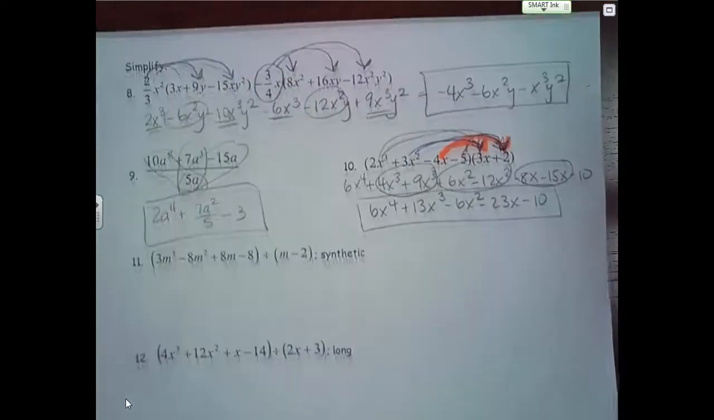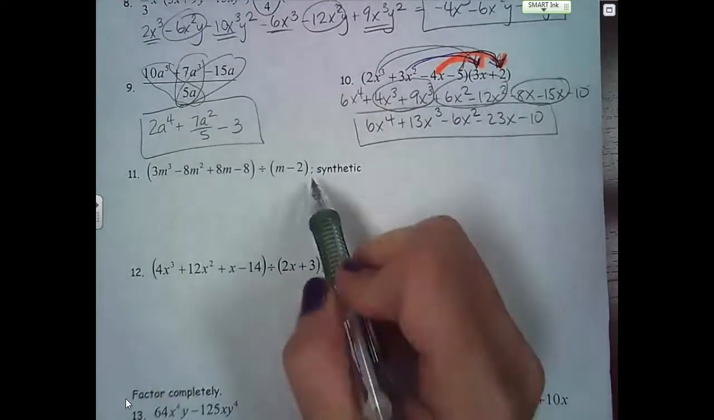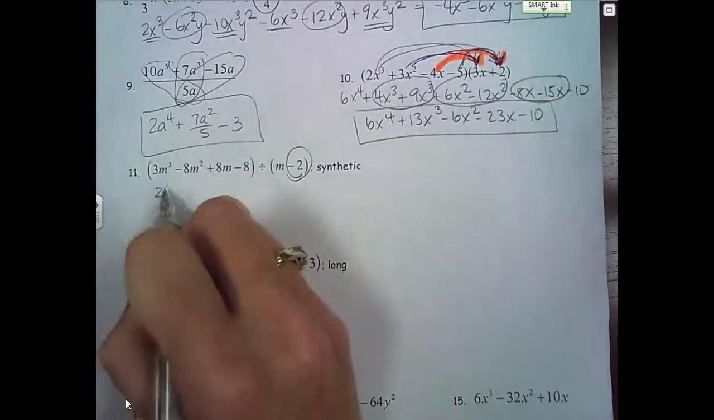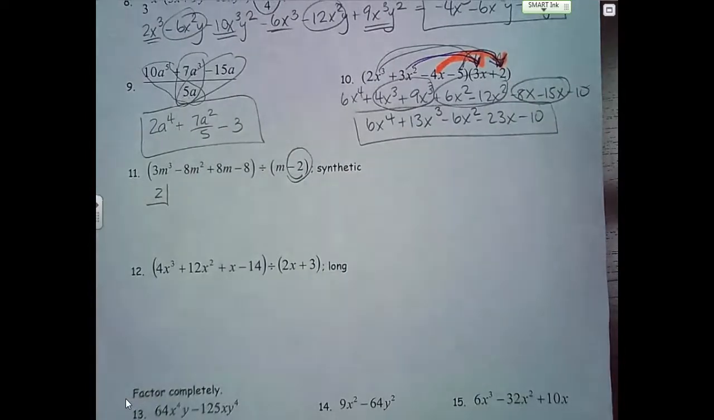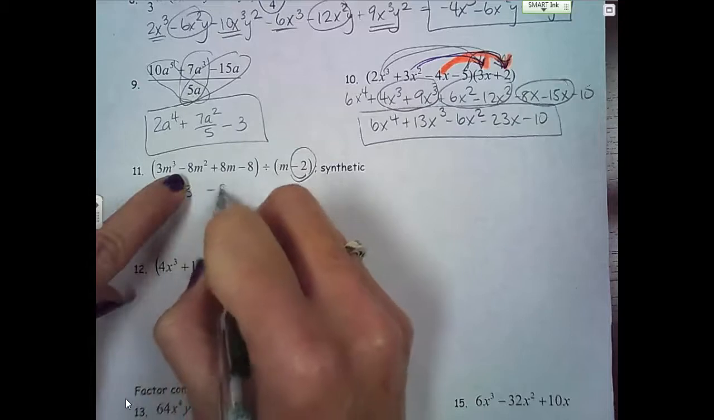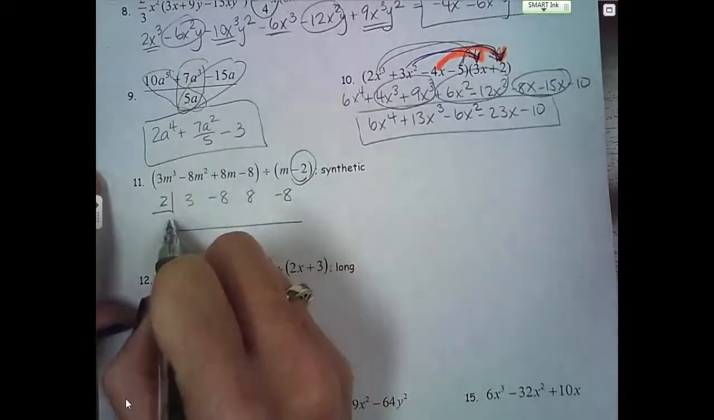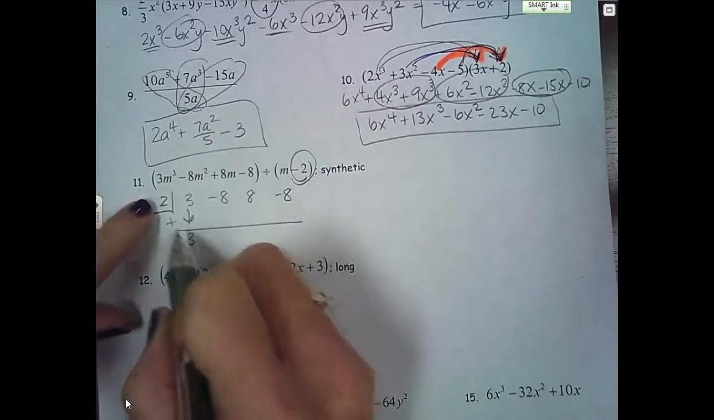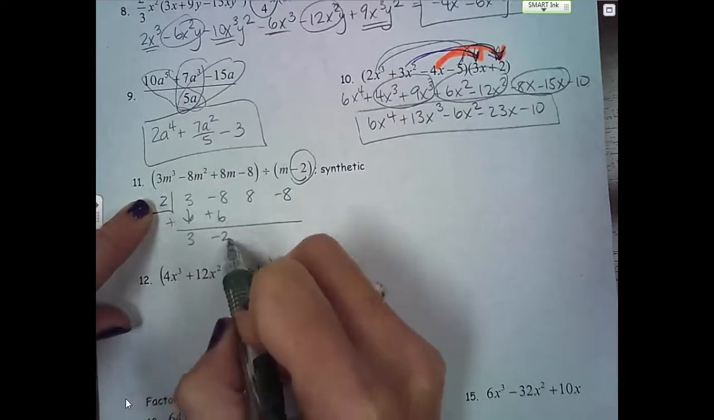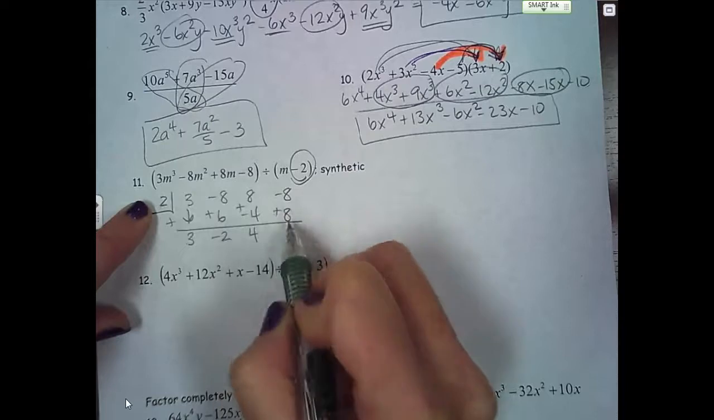Synthetic division, right? Don't forget, when you do synthetic division, you have to change the sign. So you're going to put a 2 here, and then you use all the coefficients. You're going to have a 3, a -8, an 8, and a -8. You add: 3 times 2 is 6, gives you -2. 2 times -2 is -4, which gives 4. 4 times 2 is 8, which gives 0.